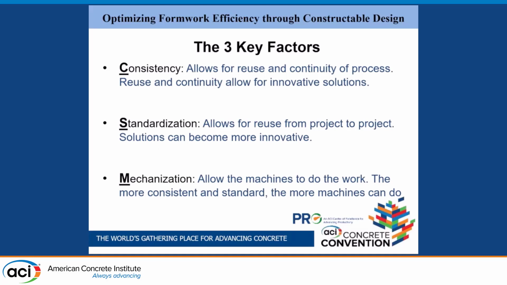So there are three key factors we're going to talk about for each of these different systems. I think these are the three things that really will focus us into what we want to look at. So consistency is the first thing. It allows for reuse and continuity of process. I think continuity of process is sometimes something that gets left out of the thought process. Reuse and continuity allow for innovative solutions. You can keep doing the same thing over and over again, you can get better at it, and then you can find solutions to make you better at those things.